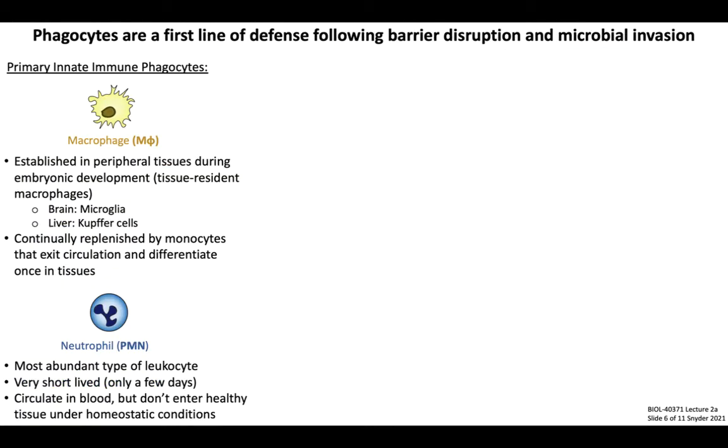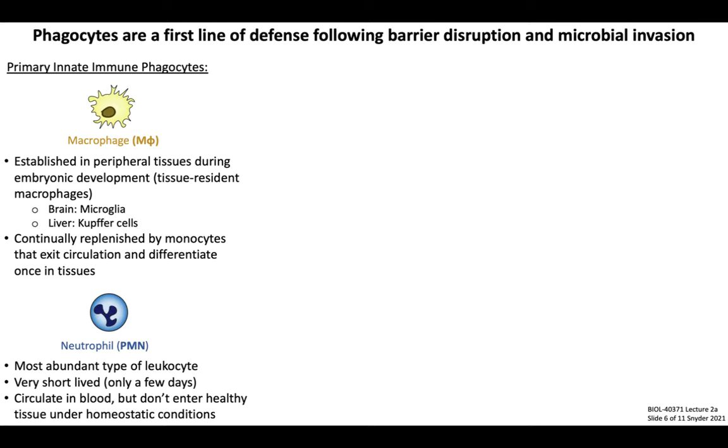Macrophages and neutrophils make up the primary phagocytes of the immune system, but differ in some key ways. Now, macrophages are seated in peripheral tissues or established in peripheral tissues during embryonic development, and most organs have specialized versions of these tissue-resident macrophages that are specially adapted to that tissue microenvironment. In the brain, these are called microglia, while in the liver, these are called Kupffer cells.